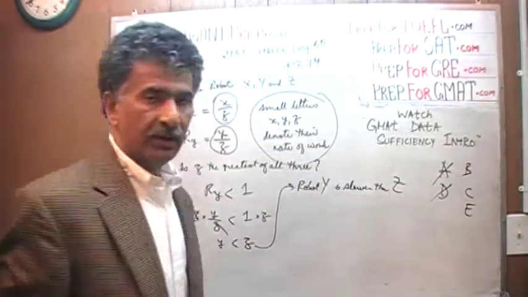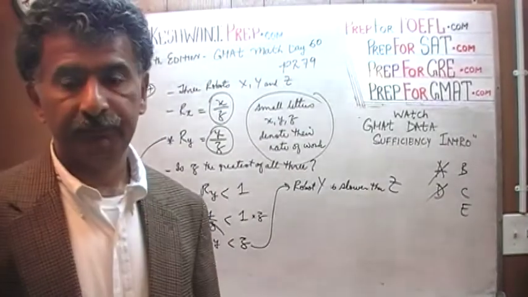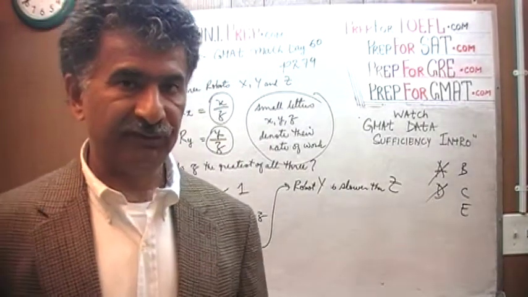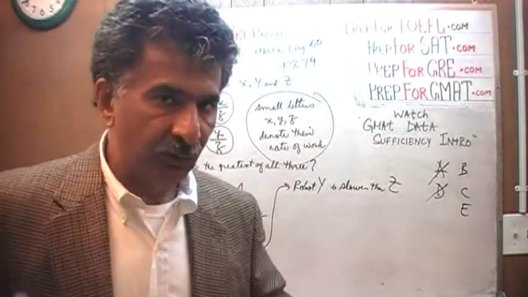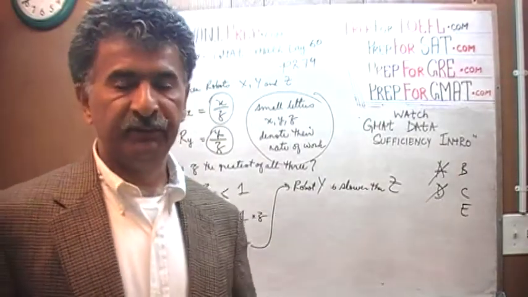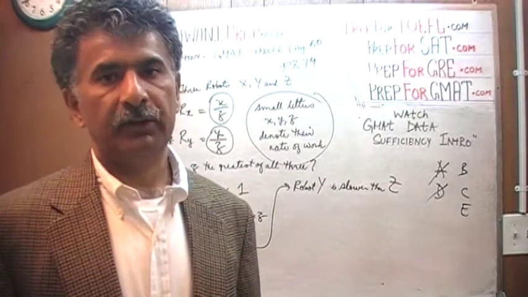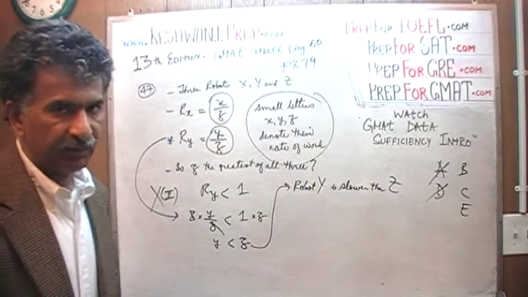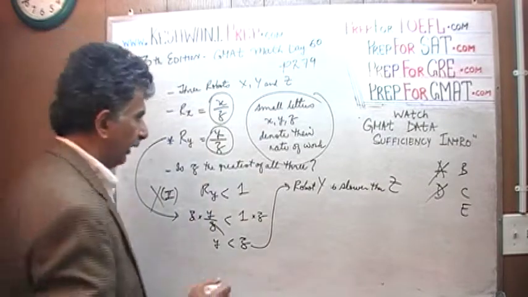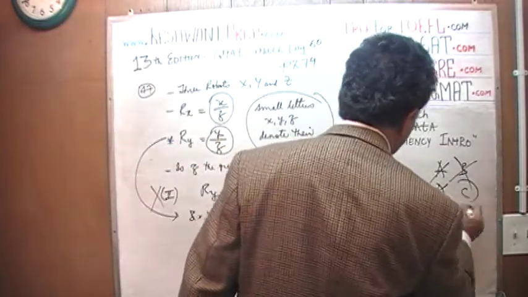Now we know that robot Y is slower than Z, but what about X? The question is, is Z the fastest robot among the three? Now we know that Z is faster than Y, but is Z also faster than X? We do not know that. The second statement does not provide us that information. Therefore, the answer cannot be B either. It's got to be either C or E.